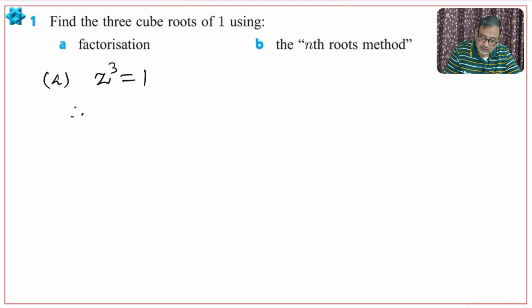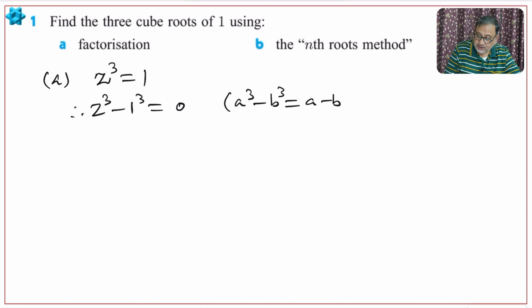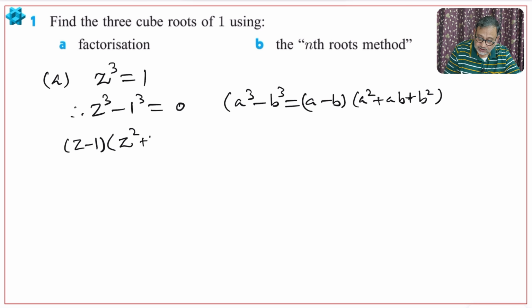Therefore z to the power 3 minus 1 to the power 3 is 0. Now you already know the formula a cube minus b cube is equal to a minus b times a square plus ab plus b square. I hope you remember this formula. So using that formula, I will write two factors: z minus 1 times z square plus z plus 1 is equal to 0. The first factor z minus 1 is equal to 0 gives me one answer, z is equal to 1. The second factor z square plus z plus 1 is equal to 0 will give me the complex roots.